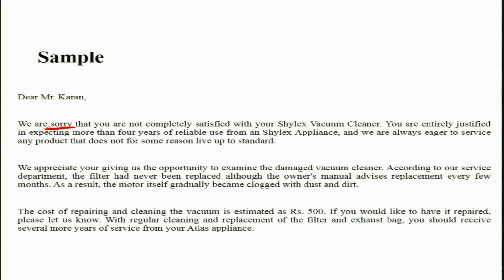Because you are starting with a note wherein you are not refusing the complaint of the customer: that you are not completely satisfied with your Shylix vacuum cleaner. You are entirely justified in expecting more than 4 years of reliable use from a Shylix appliance, and we are always eager to service any product that does not for some reason live up to the standard. What you did, such a beautiful line. You simply told the person that yes, you are not wrong if you are expecting more than that, but somewhere we are also at your service.